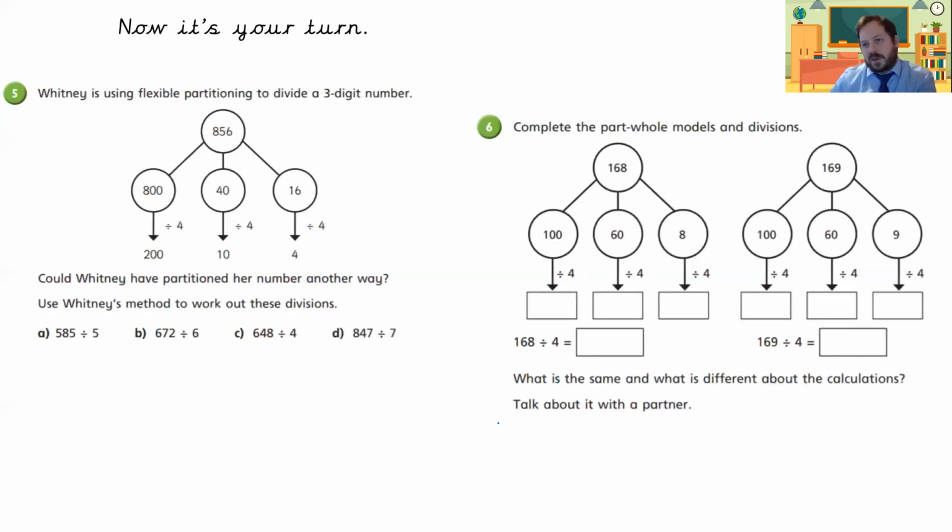Okay, have a go at these questions for me. Pause now and try. Okay, so we've got Whitney using flexible partitioning to divide 3-digit numbers. So she's done 800, 40, and 16, and then divided each section by 4. We get down here. Could Whitney have partitioned her number in another way?